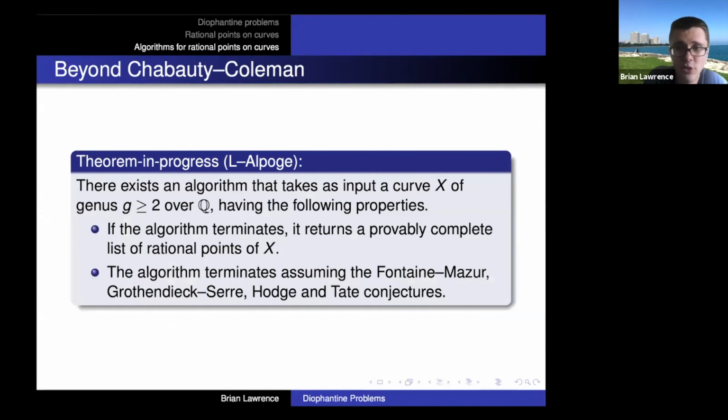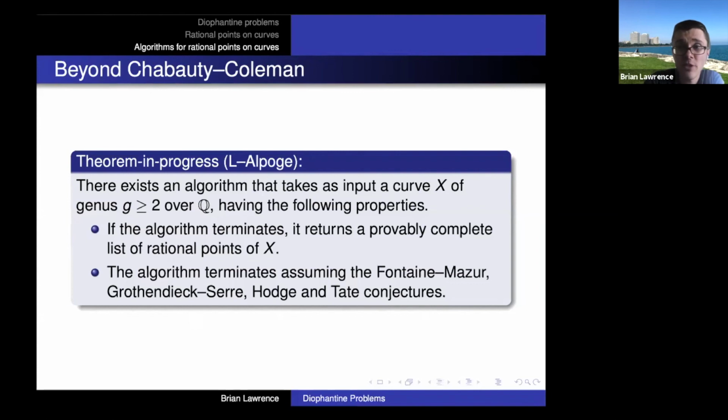And I'd like to say also a little bit about this is work in progress with Levent Alpoga. We're hoping to show that there exists an algorithm, conditionally on conjectures that maybe people believe, that will solve the Mordell problem for any curve of genus at least 2 over Q, but in fact it's over any number field.